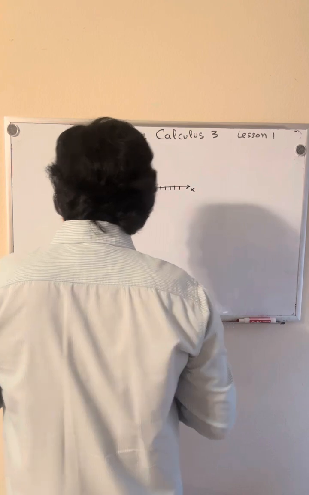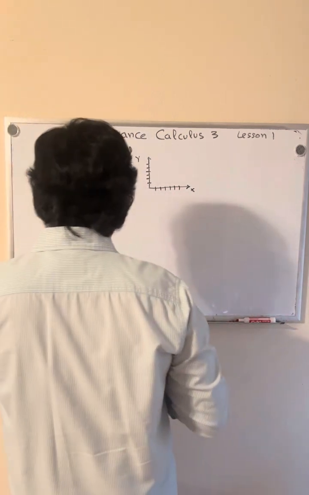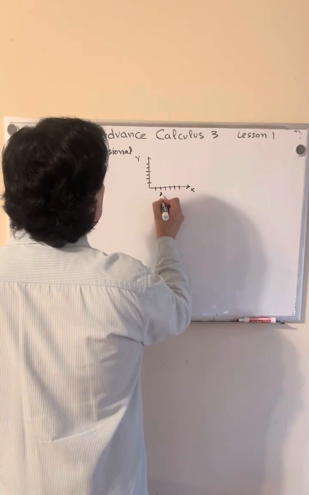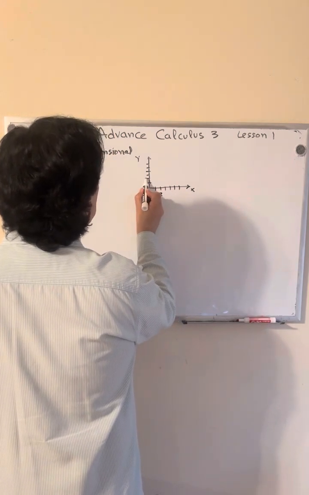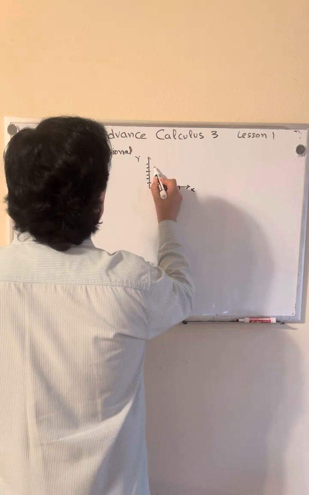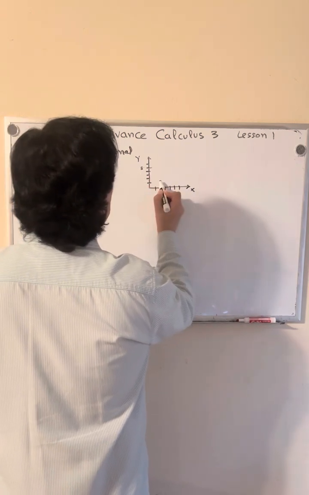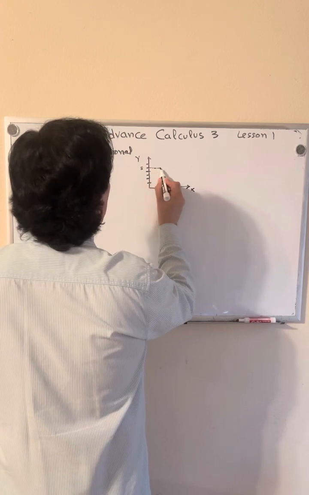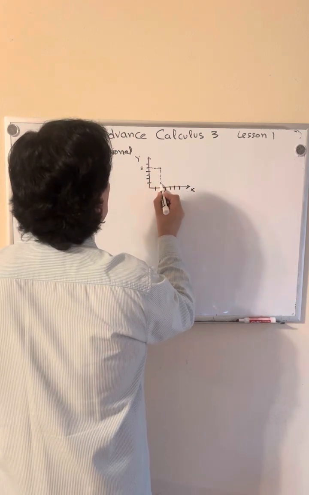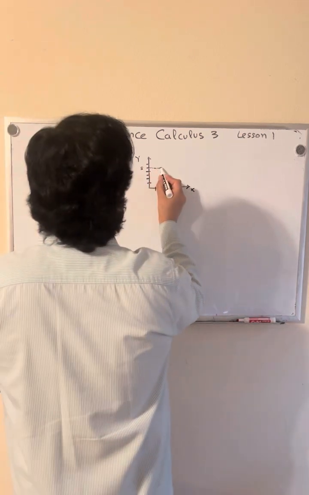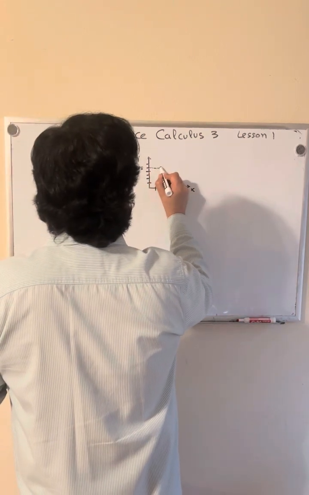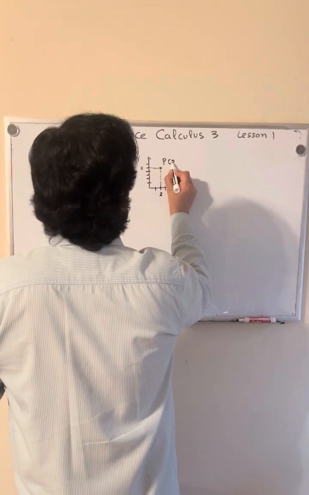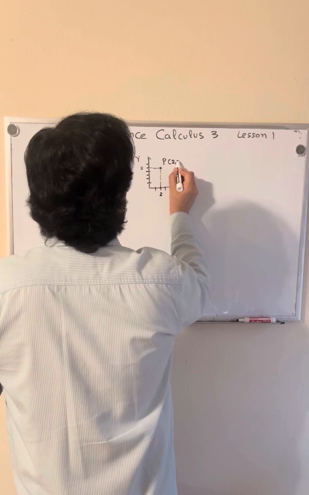All right, let me pick a point. Let's say x is equal to 2, right? And I say y is equal to 5. 1, 2, 3, 4, 5. So the point is going to be approximately right here. I draw a dotted line just to show you. Let's call this point P. So this point is x is equal to 2, y is equal to 5.